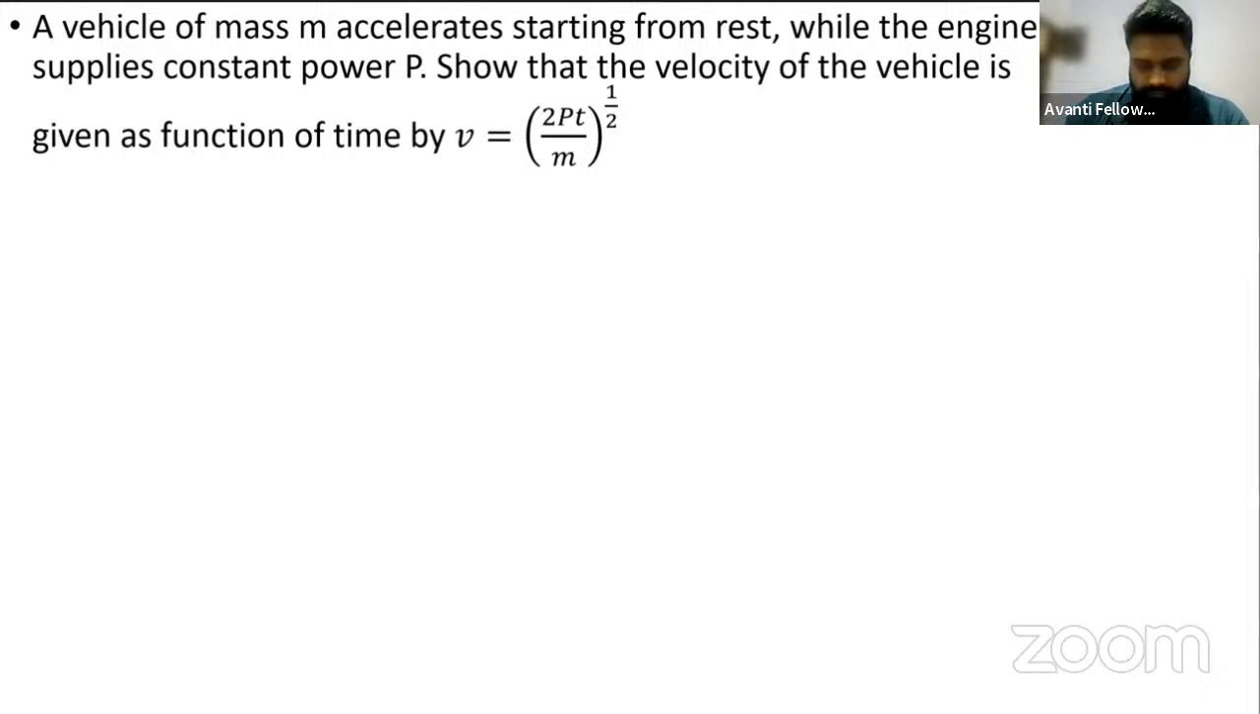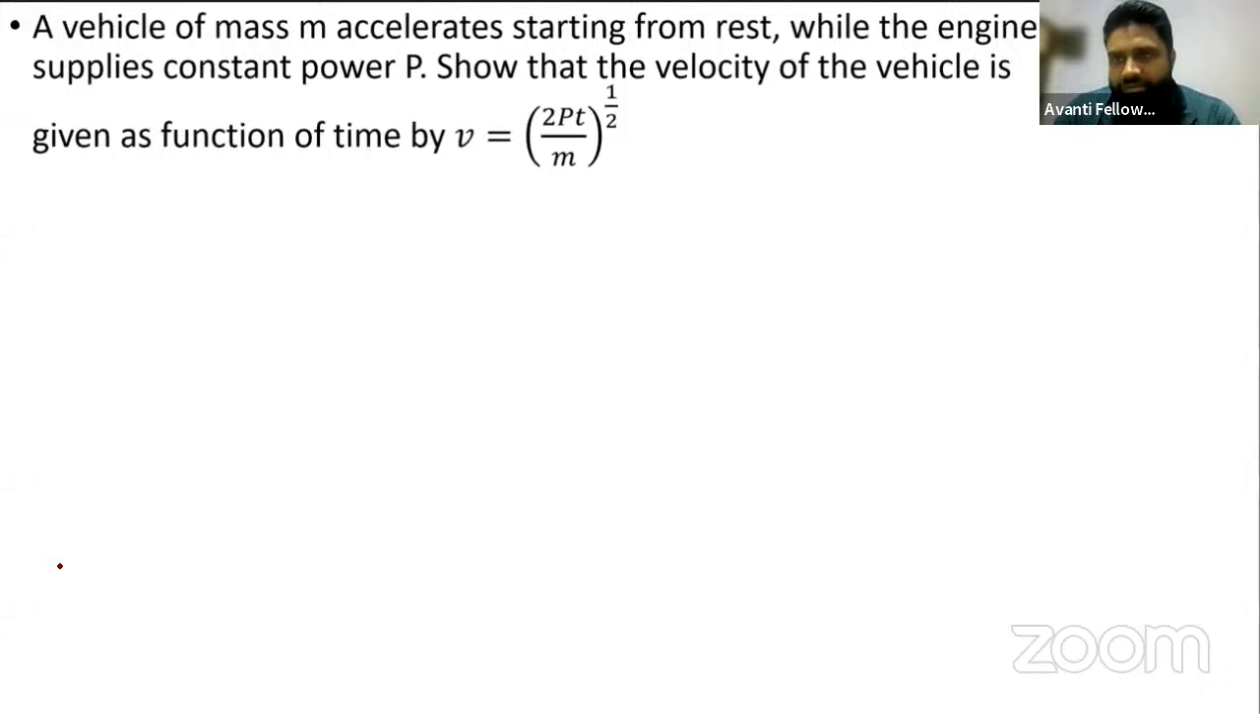So in this question, if you read, a vehicle of mass m accelerates starting from rest while the engine supplies constant power P. Show that the velocity of the vehicle is given as a function of time by v is equal to (2Pt by m) raised to the power 1 by 2, or you can say it is the square root of 2Pt by m.